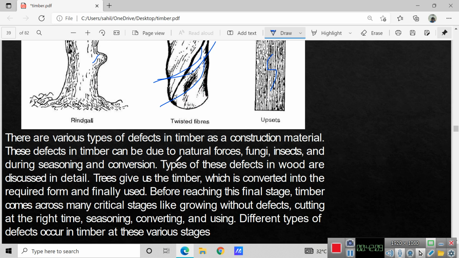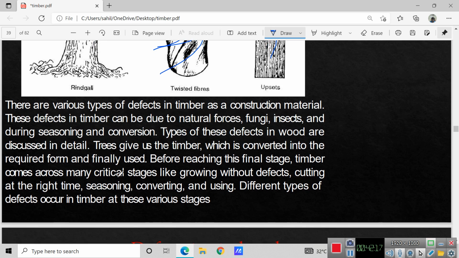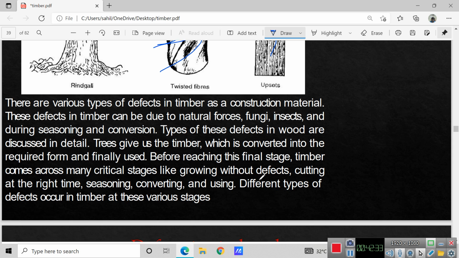These defects in timber can be due to natural forces, fungi, insects, and during seasoning and conversion. Types of these defects in woods are discussed in detail. Trees give us the timber which is converted into the required form and finally used. Before reaching this final stage, timber comes across many critical stages like growing without defects, cutting at the right time, seasoning, converting, and using. Different types of defects occur in timbers at these various stages.